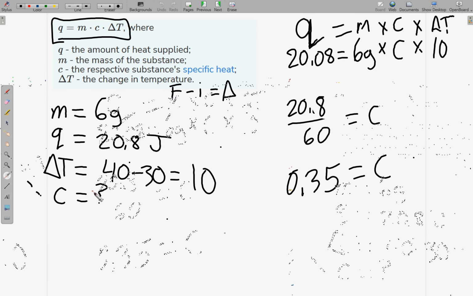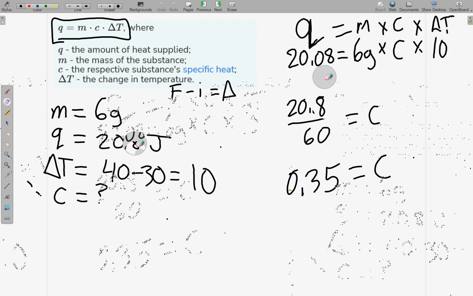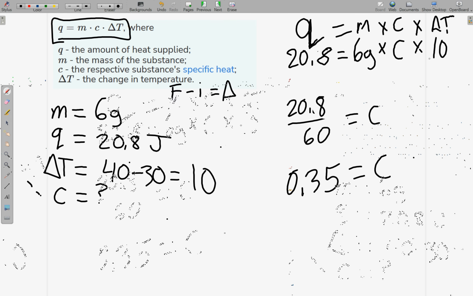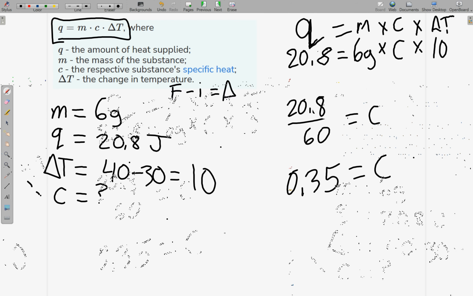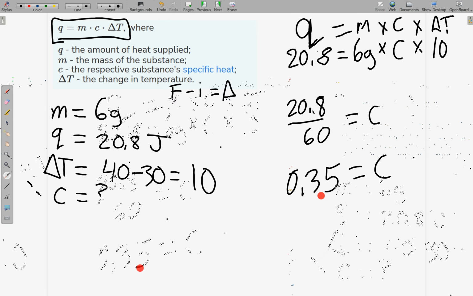Okay. Anyway, in this instance, we take our, and I got a mistake right here. That should be 20.8. All right. So then we're going to say 20.8 equals 6 grams times C times a change in temperature of 10 degrees. I don't know what C is, so I'm going to combine my 6 and my 10. That's 60. Then I'm going to divide both sides by 60, and that gets me over here to 20.8 divided by 60 equals C. That comes out to be 0.35.